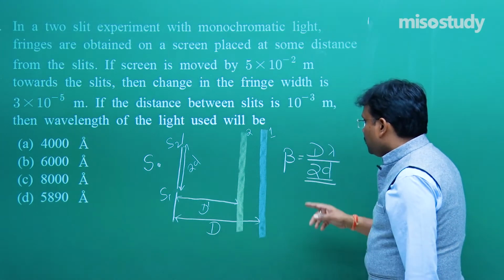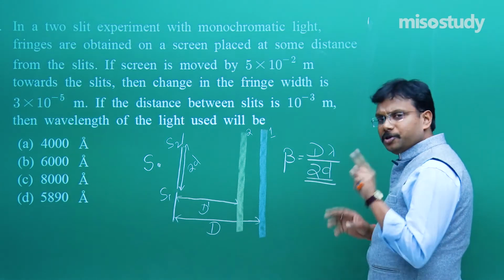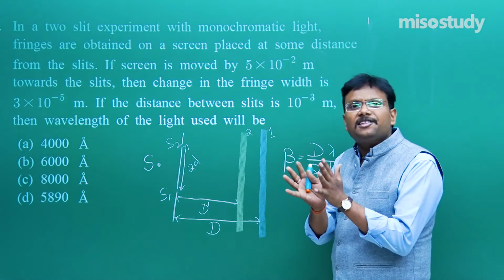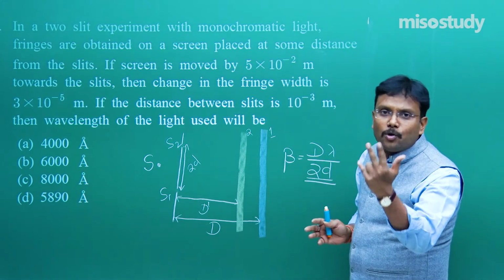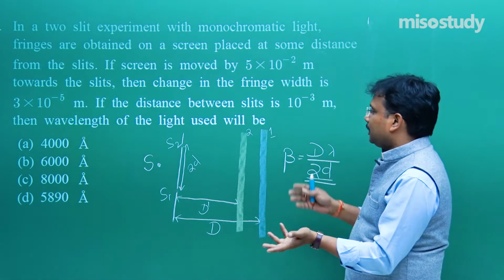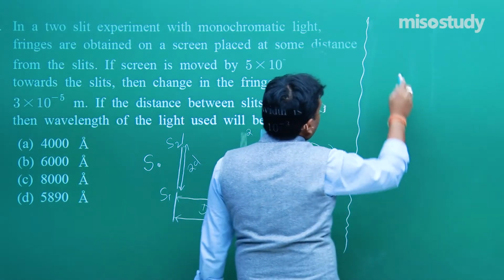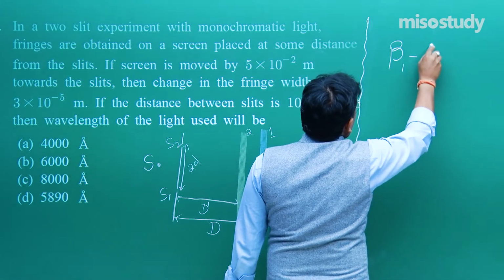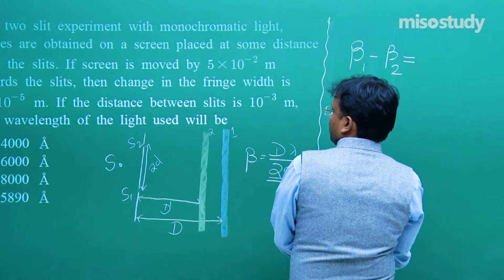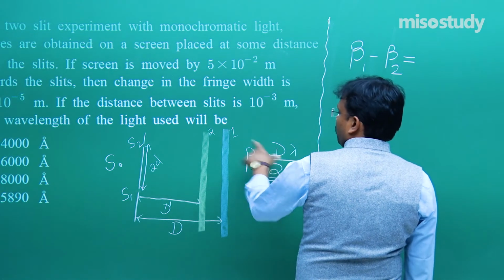Now, ultimately, if we are changing capital D, something will happen. So, there are two approaches for this particular question. Either calculate the fringe widths separately, then subtract, or in one go you can calculate. Fine, it is your choice. Whatever method you like, you can follow. Beta 1 minus beta 2 is, actually you have to find the wavelength. Yes, no problem, you have to find the wavelength.